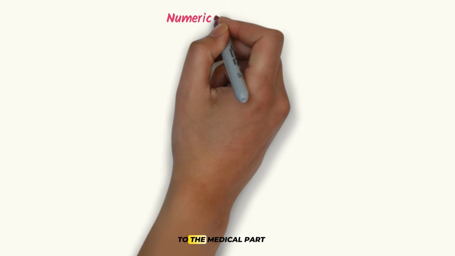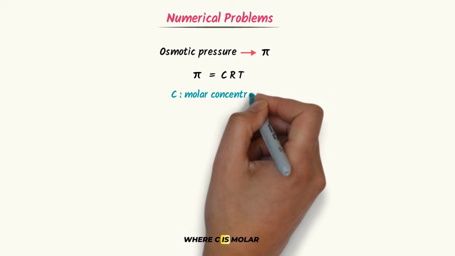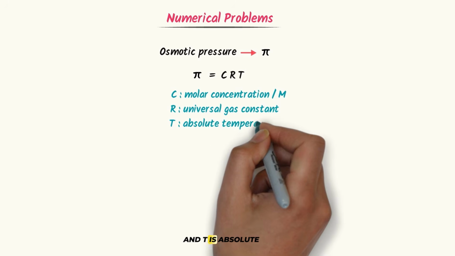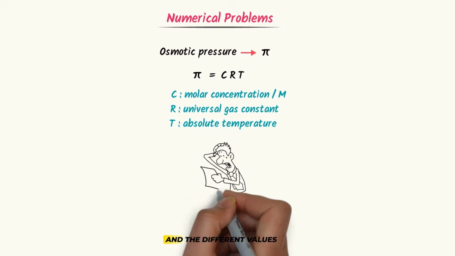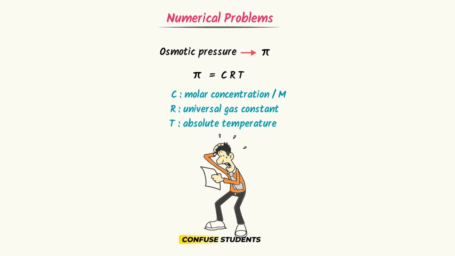Now we will jump to the numerical part. We know that osmotic pressure is denoted by pi, which is equal to CRT, where C is the molar concentration of the solution, or just M, molarity of the solution. R is the universal gas constant and T is absolute temperature. Believe me, this equation and the different values of R and different units of pressure confuse students and they do not know how to solve numerical problems.